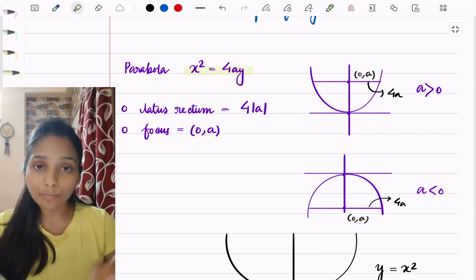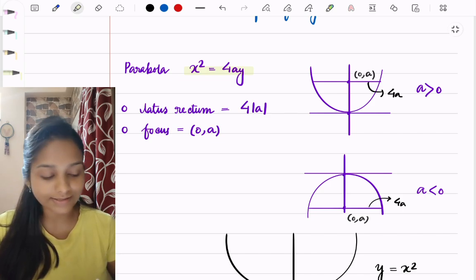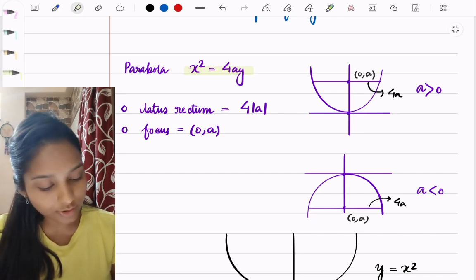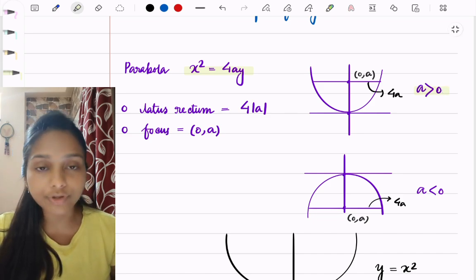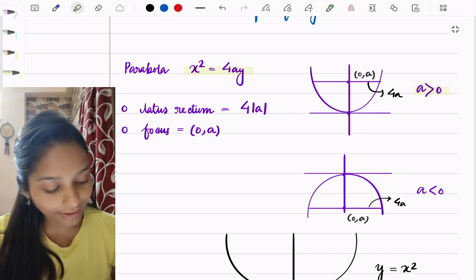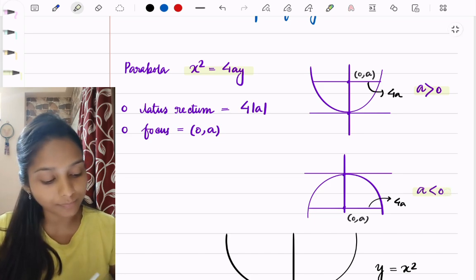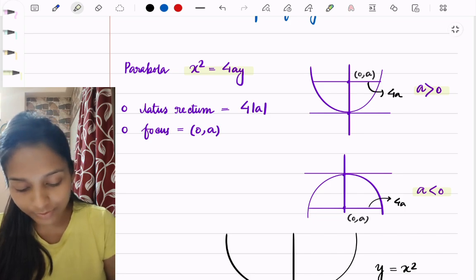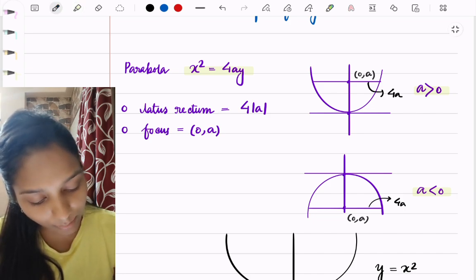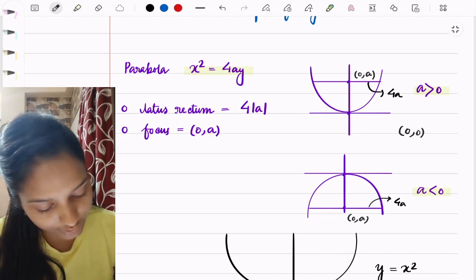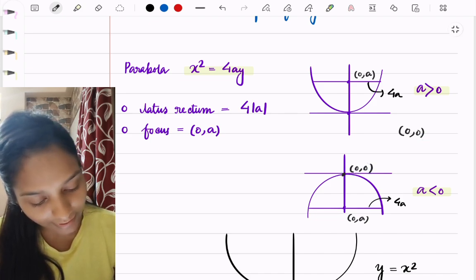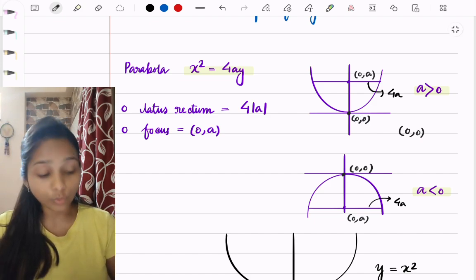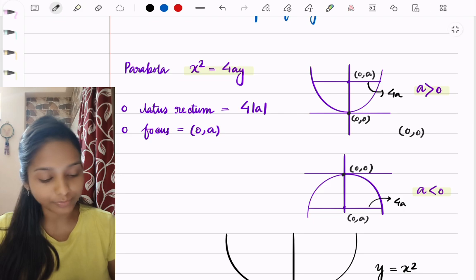It will be an upward parabola for a greater than 0, and it will be a downward parabola for a less than 0. So here we have a greater than 0, for which we have the upward parabola, and for a less than 0 we have the downward parabola. And also this parabola x square equals 4ay passes through the point 0 0. So this parabola always passes through the 0 0 point.